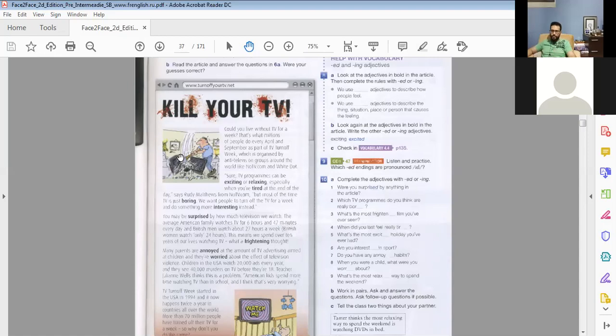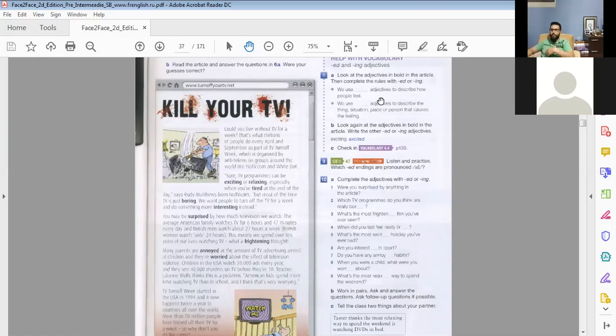I think we use ed adjectives to describe how people feel. Can you give me an example? Yes, like tired, you're tired. You're feeling tired. Very good. What about you may be surprised? Again, it's about you, right? And the same thing here. Many people are annoyed. So it's about them. They are annoyed. And the same thing here. If you see worried, what's written in front of it? They are worried. So this means your answer is right.